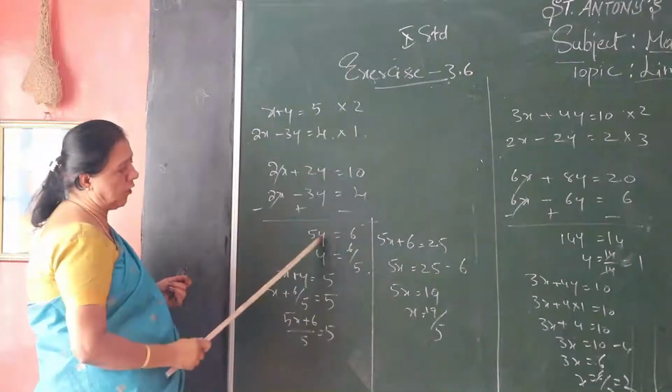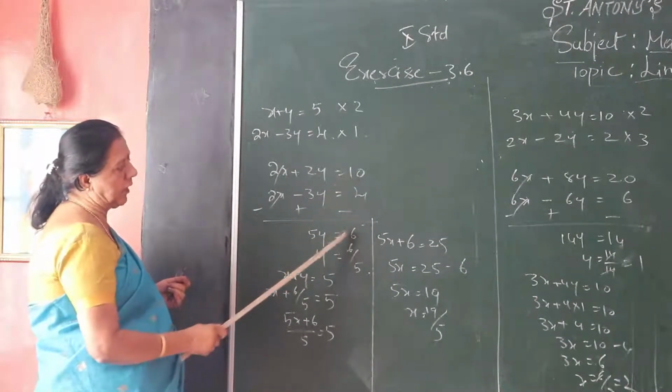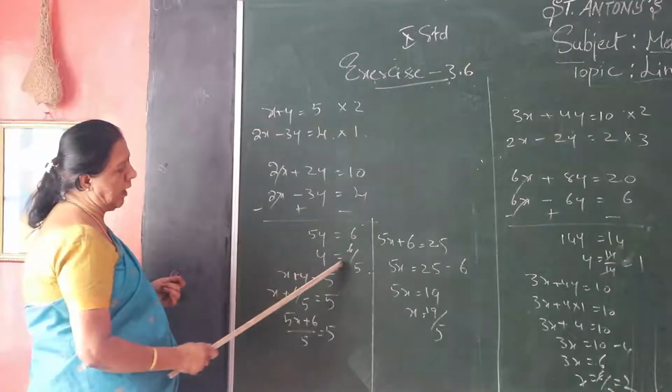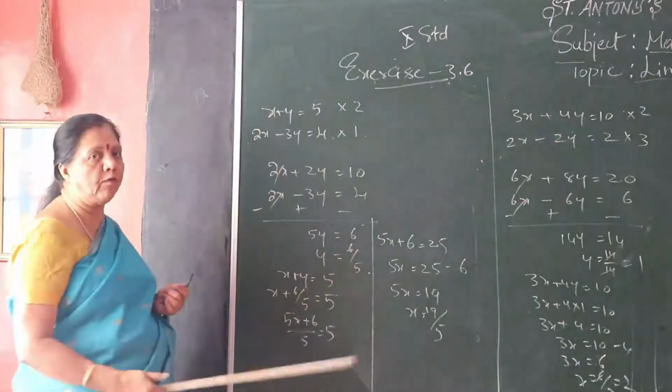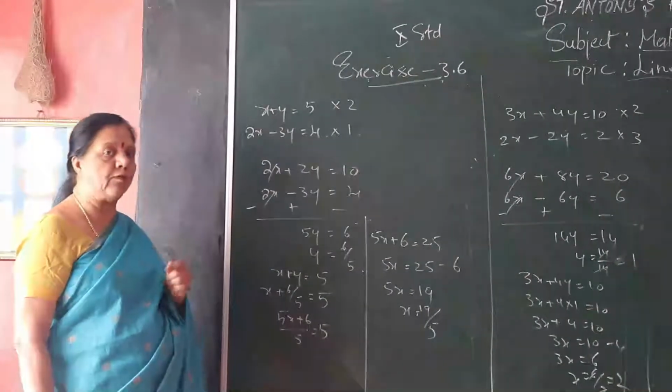3 plus 2 is 5y. 10 minus 4 is 6. So the greater number's sign is plus. Therefore, y is equal to 6 by 5. You got the y value. Now you have to calculate the x value.